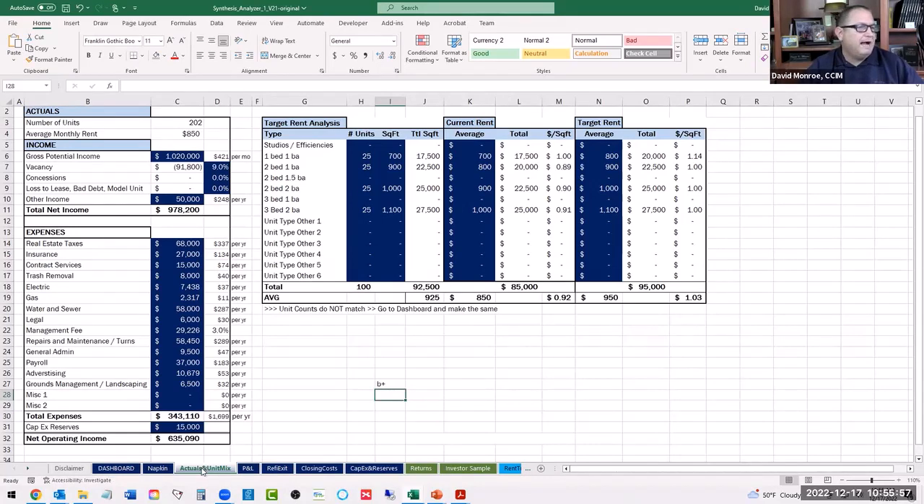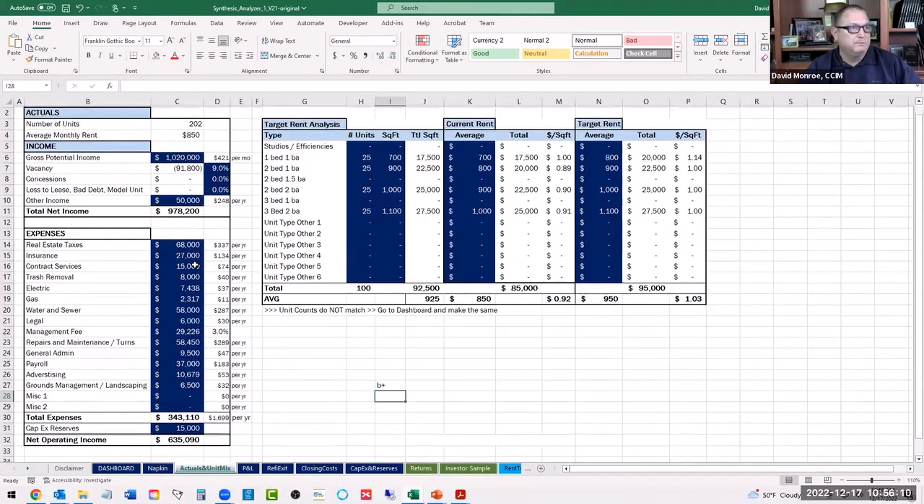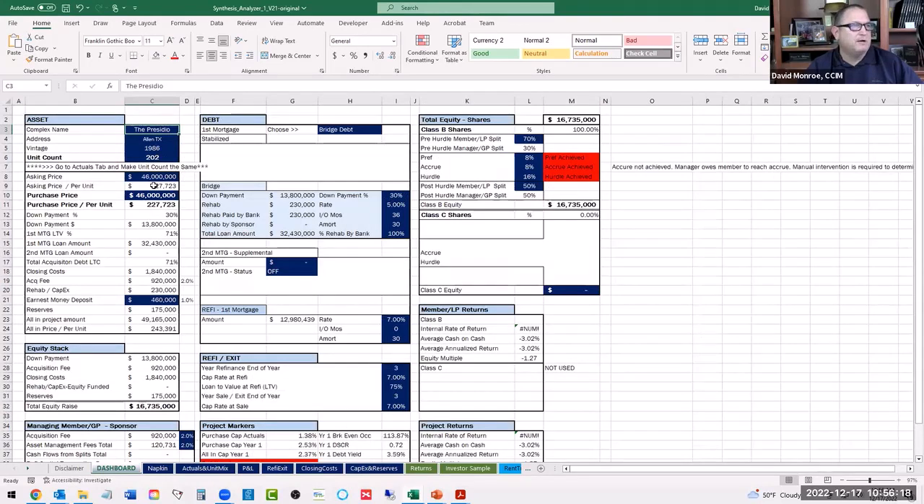The one for actuals and unit mix, this is where you want to start. So here's where you put in the actuals from the P&L or from the T12. And here's where you put in the actuals from the rent roll. Remember, anything in blue is what you input. Once you've put these in, we can then go to the dashboard and start putting in our other information so that we can start to get to some decision criteria.